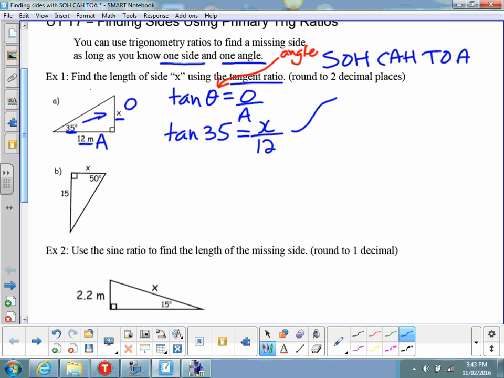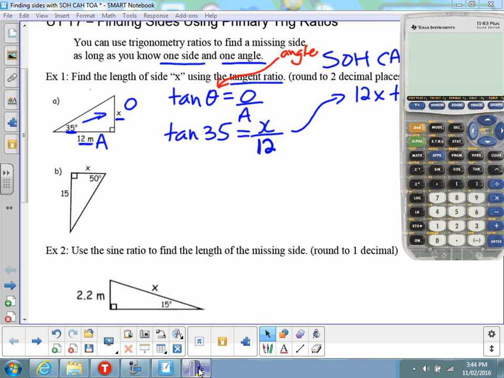So to get x by itself, I'm going to move this 12 to the other side, and it's going to change from divide to multiply. So when it goes to the other side, it's going to be 12 times tan 35. And that equals x.